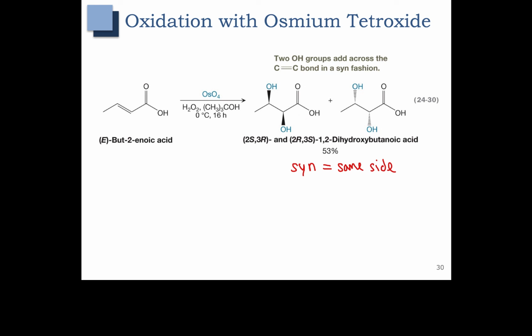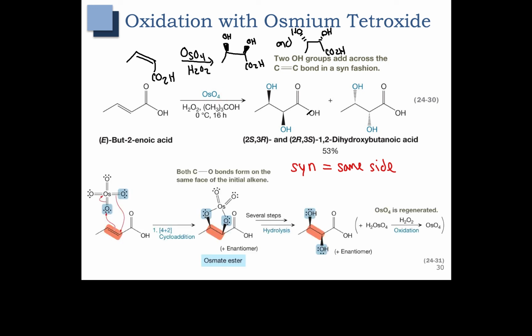If we were to do the same reaction with Z-butenoic acid, you would see this product and its enantiomer. T-butanol is just the solvent used for the reaction.